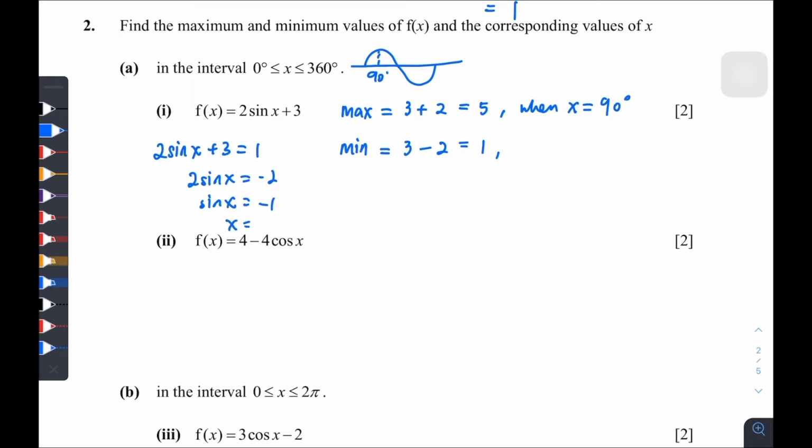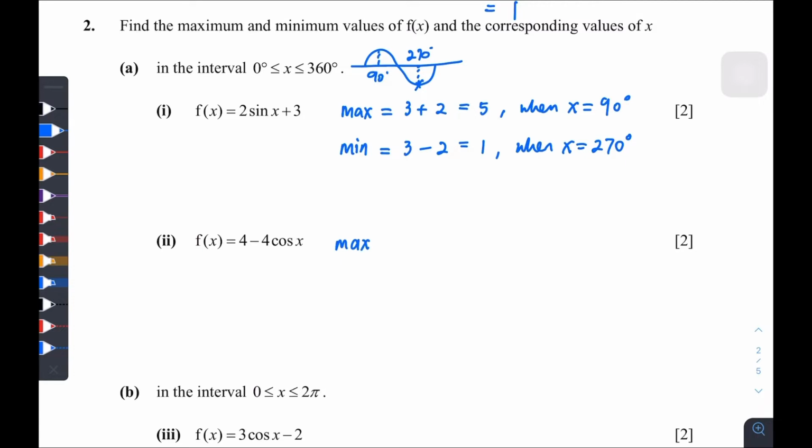When you solve for x, the calculator will give you a value of 270. Or you can think from the normal sine graph, where the minimum is over here at 270 degrees. So this is when x equals 270. Okay, pretty easy, right? Next.